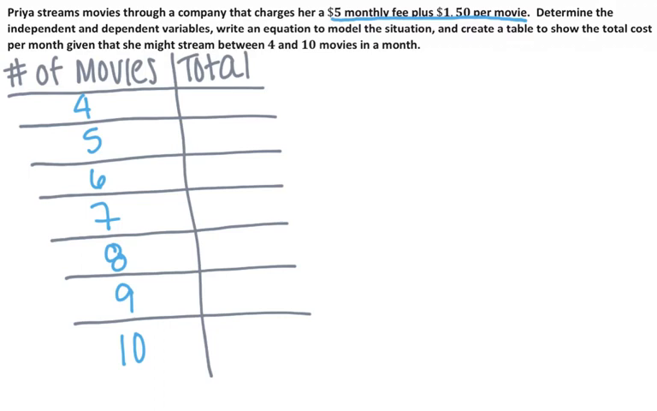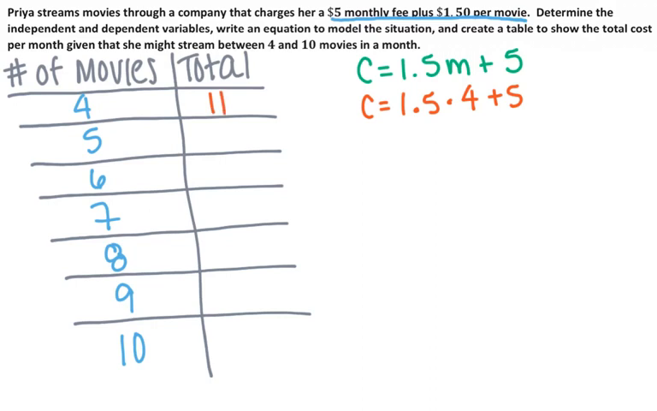And now we have to write an equation. So I'm going to use C for cost. So our cost is going to be equal to $1.50 per movie. So $1.50 M plus 5. So now that we have our equation, we can fill in the rest of our table by plugging in our numbers. So we're going to have C is equal to 1.5 times 4 plus 5, which is 11. And we're going to continue with this pattern for 5, 6, 7, 8, 9, and 10.